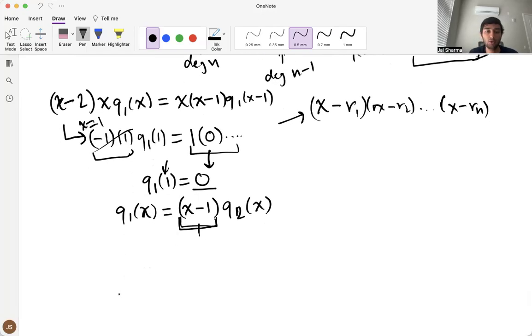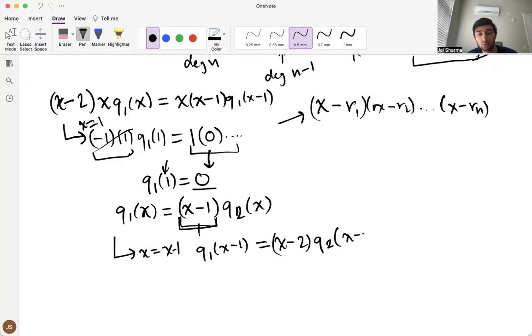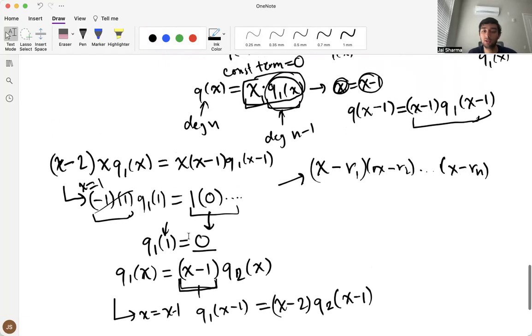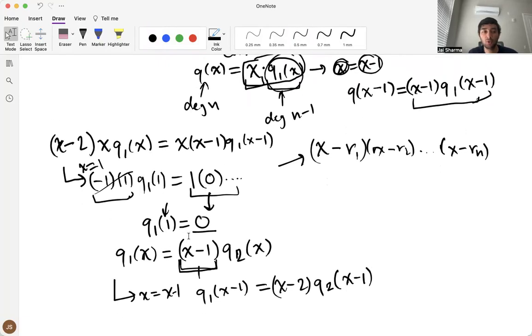And by the way, if I rewrite this thing, but put in x minus 1 instead, I get q1 of x minus 1 equal to x minus 1 minus 1, which is x minus 2, times q2 of x minus 1. I'm just rewriting this thing, but putting x minus 1 in it instead of x, okay? Everywhere that's x, I'll just place x minus 1. So we had this thing. This was our evolved equation.